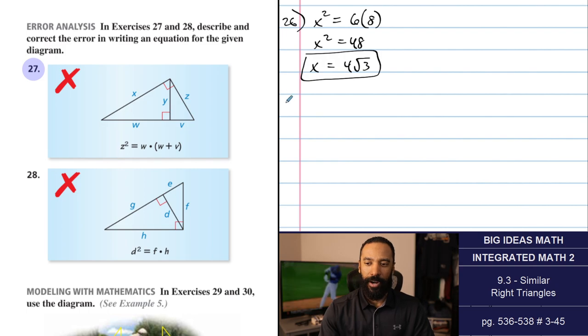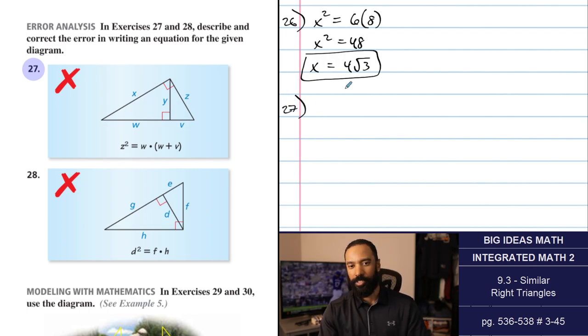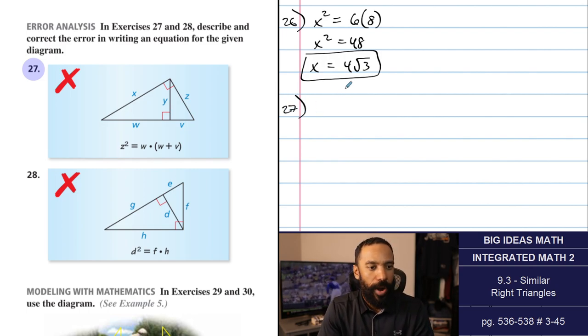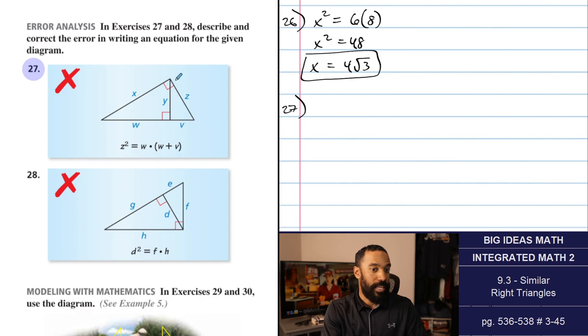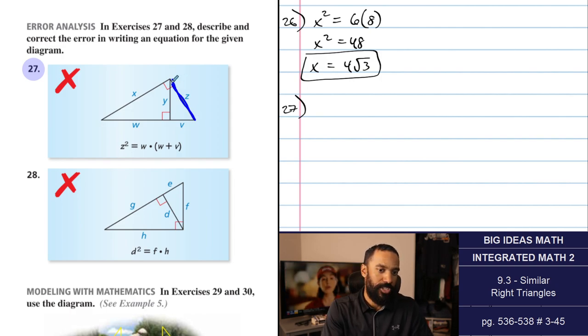Let's start doing some error analysis now that I've kind of gotten the hang of some of those things we're working off of. Describe and correct the error in writing an equation for the given diagram. They say z squared is w times w plus v. As far as I can say it, there are two ways. I can say they did the formula wrong. They should have said z squared equals v times v plus w.